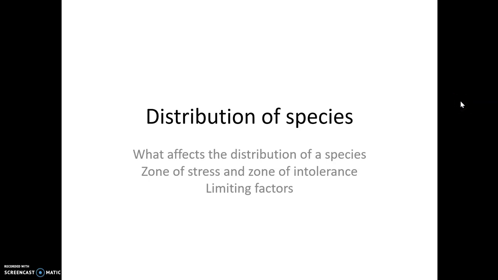Hello everybody. In this video I'm gonna talk about distribution of species and what affects the distribution of a certain species. So why are some species found only in certain areas and not in others? That's what we will talk about in this video. And to explain this, I'll introduce some concepts. So I'm going to introduce the concept of zone of stress and zone of intolerance. And we will also talk about limiting factors.